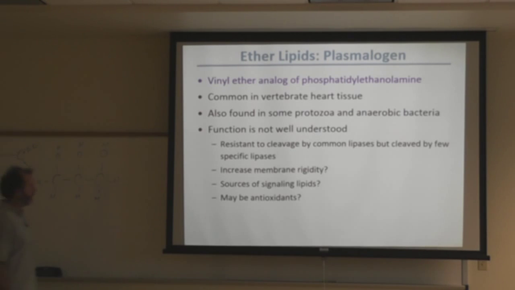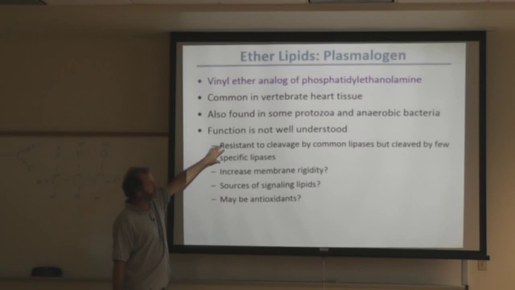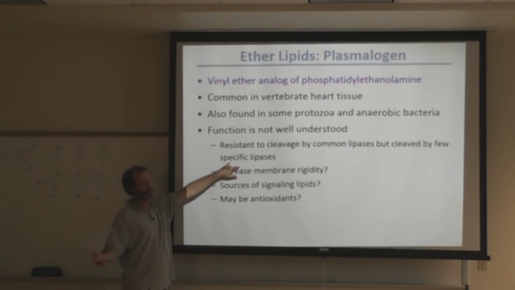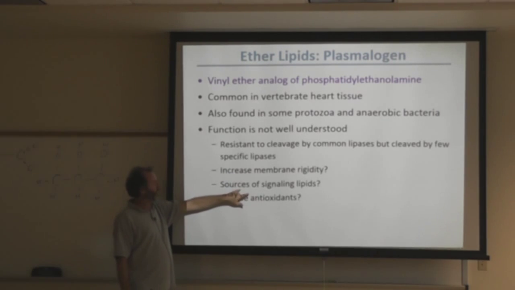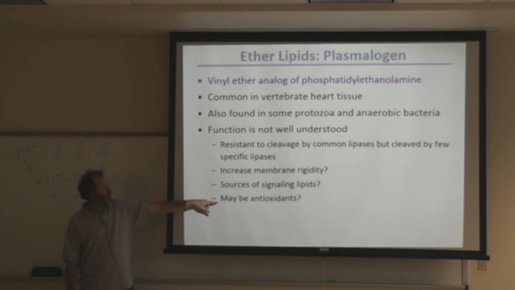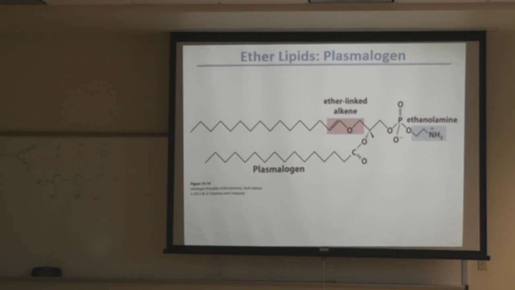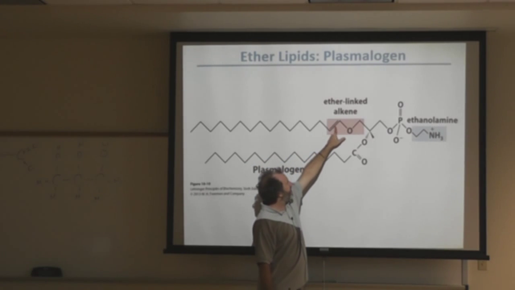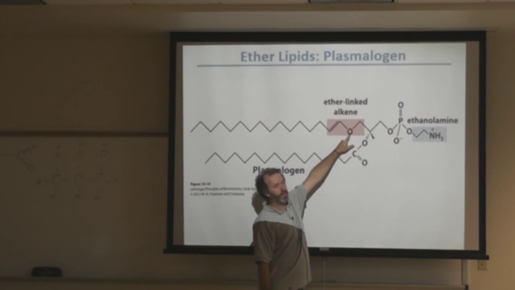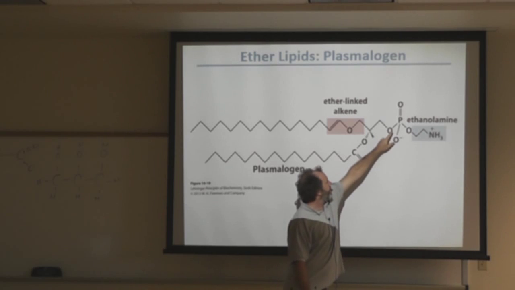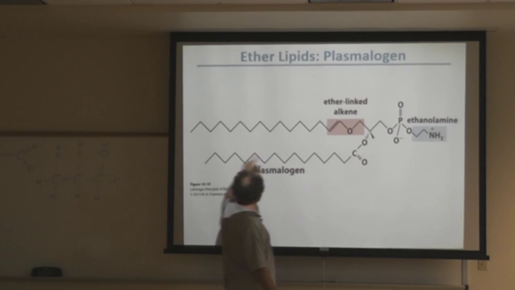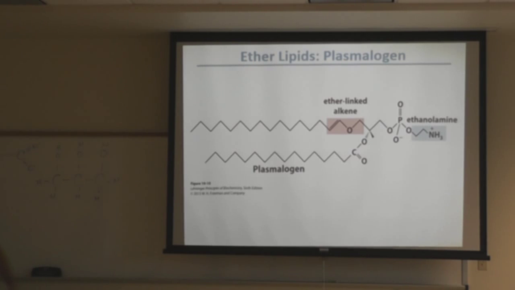That's why they're resistant to cleavage by common lipases, but there are some specific lipases that will cleave ester linkages. They increase membrane rigidity, and they're sources of signaling lipids, and they may be antioxidants also. So one example of a plasmalogen is this. Typically, you have an ether-linked alkene, so it's an alkene right next to the carbon that has the alcohol, or it includes the carbon that has the alcohol. And then you have an ethanolamine head group, and then another fatty acid, and that's what makes up plasmalogen.